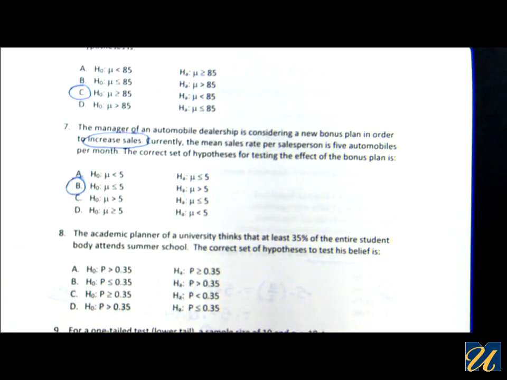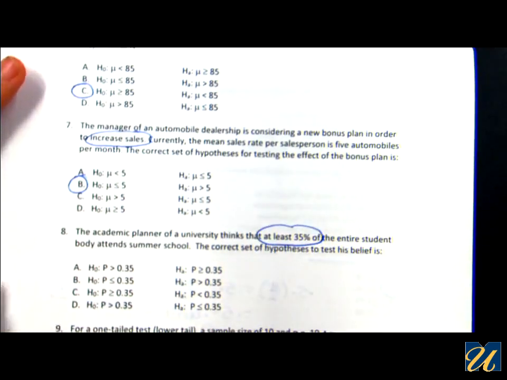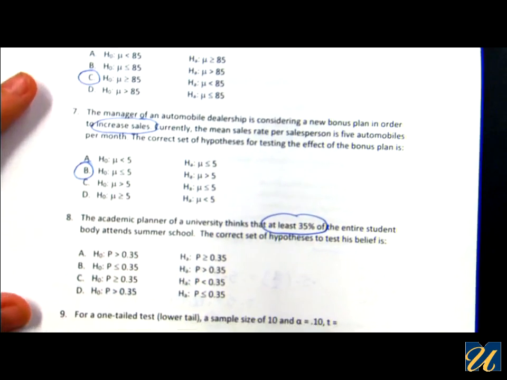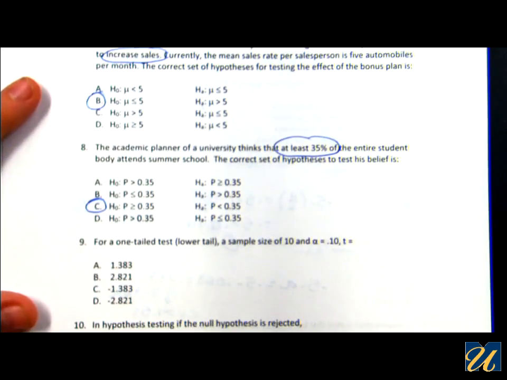The academic planner of a university thinks that at least 35% of the entire student body attends summer school. The correct set of hypotheses to test his belief: at least, once again, is greater or equal, which means it goes under the null hypothesis. Therefore, the correct answer will be C, because the alternative will be less than 0.35.